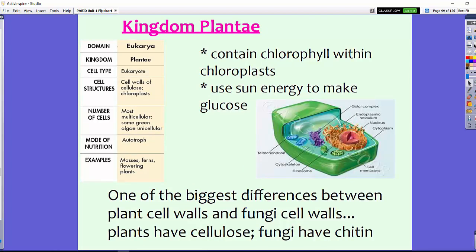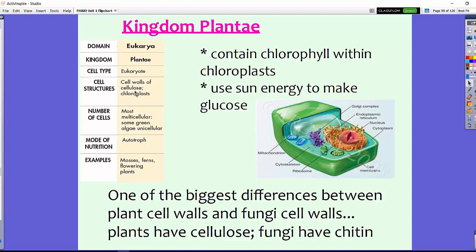Kingdom Plantae. So these are your plants. You're very familiar with plants. We look outside our window, we see lots of green, especially in our summertimes. So these, once again, are domain Eukarya, kingdom Plantae. They're eukaryotes. Now, plants have cell walls made of cellulose, which is different from chitin. And so one of the things that are different between fungi and plants are those cell walls.